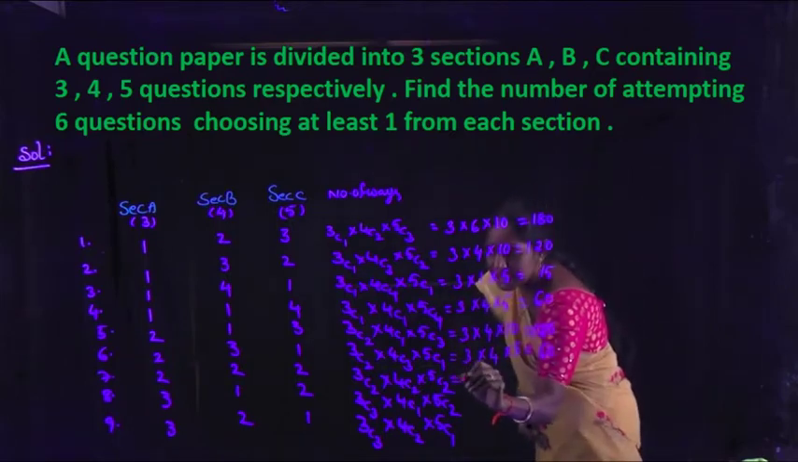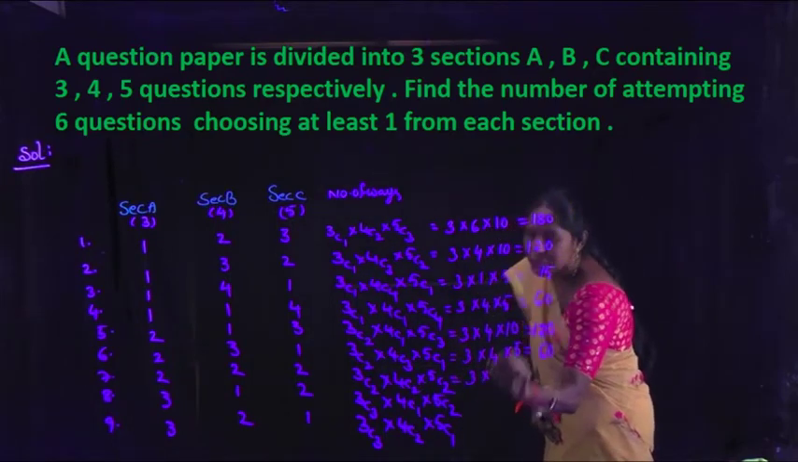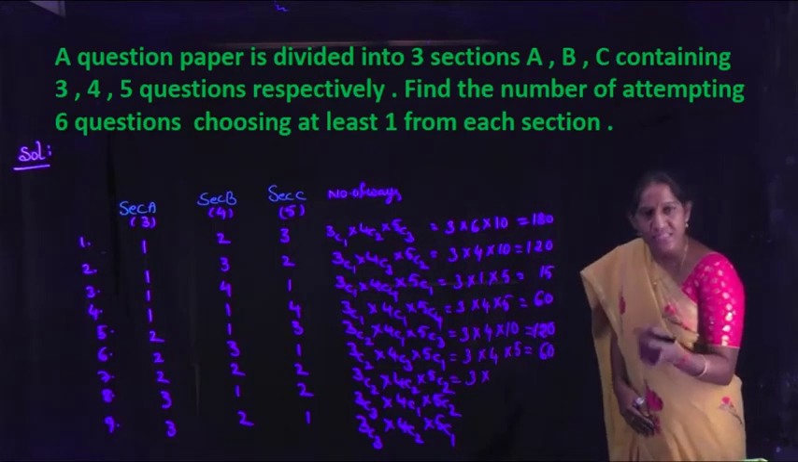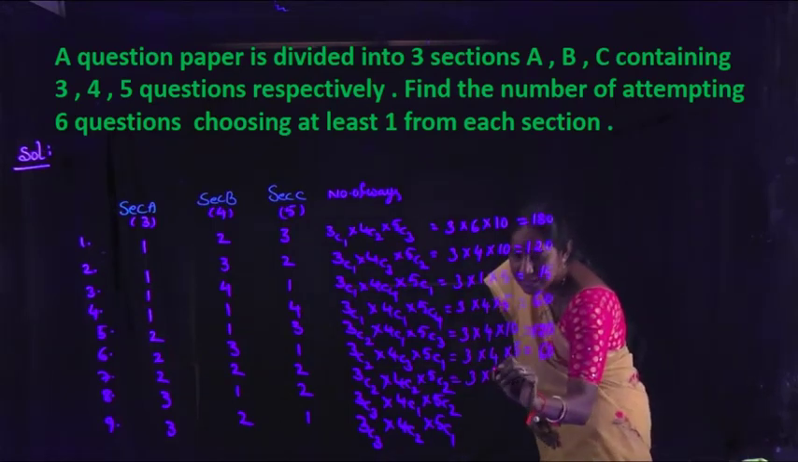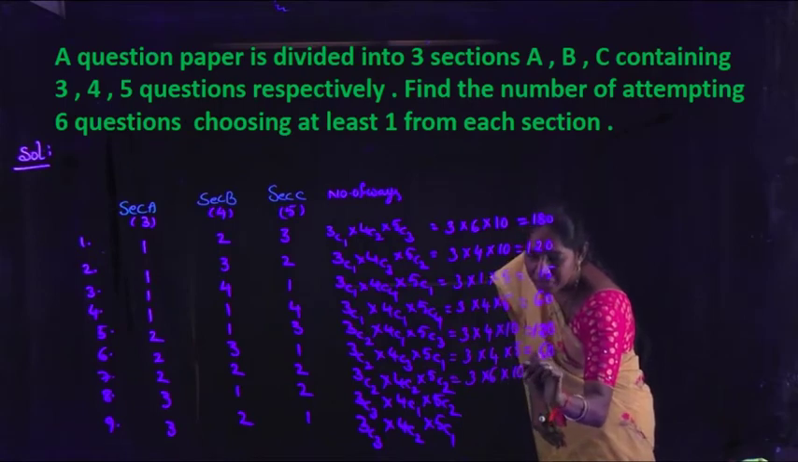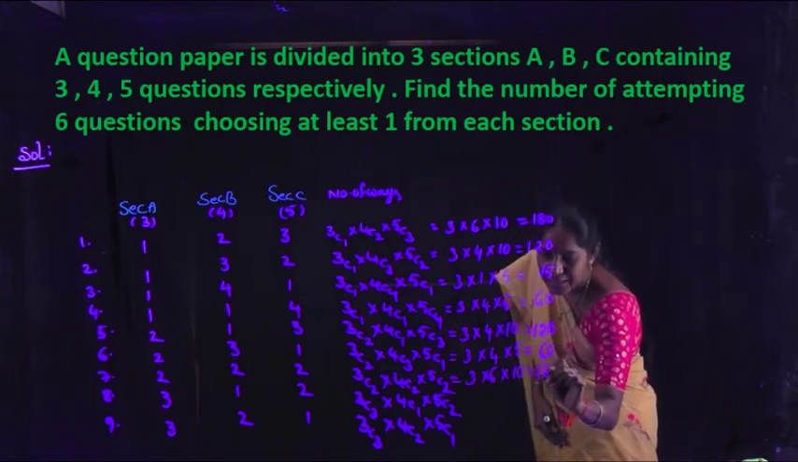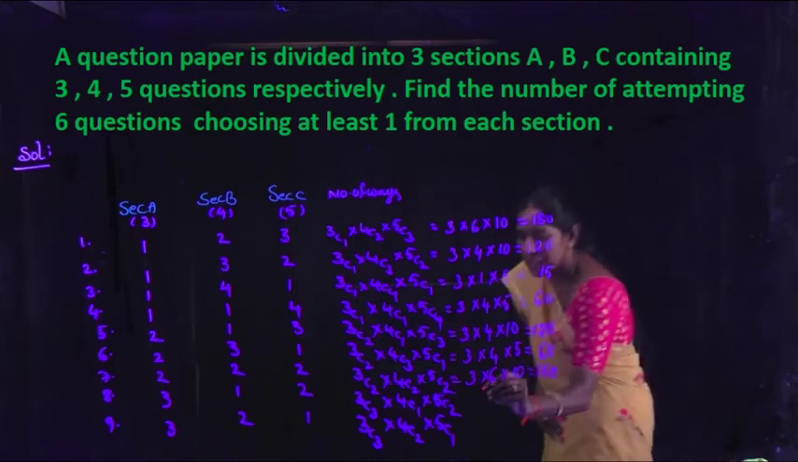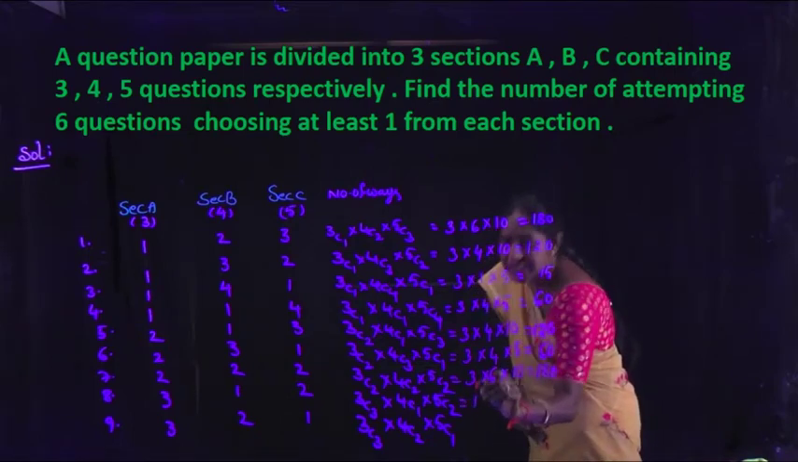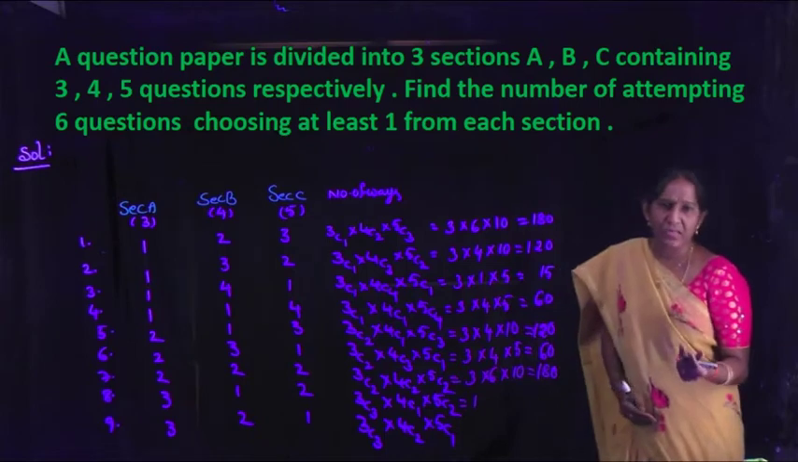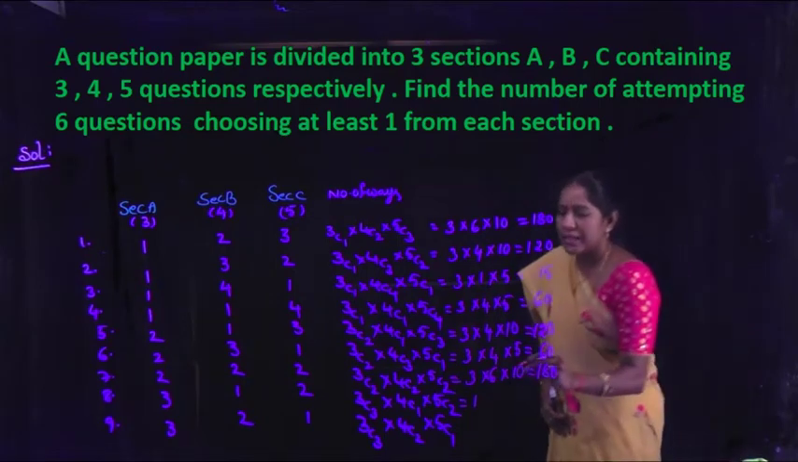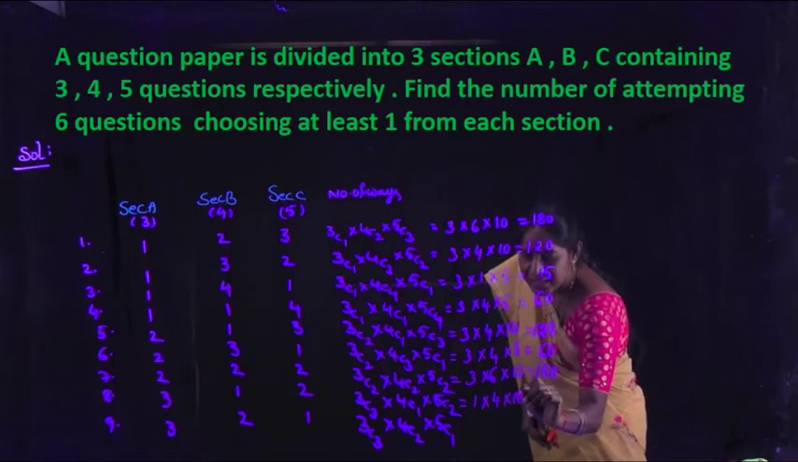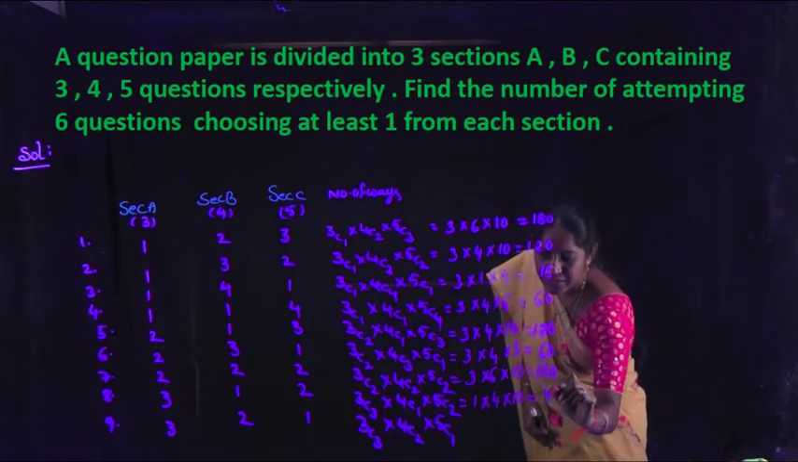And next one is the value of 3C2 is 3, the value of 4C2 that is 6, 4 into 3 by 2, 6, into the value of 5C2 is 10, then it is 3 into 6 into 10, 180. Next one, the value of 3C3, NCN is 1, so 3C3 is also 1, into the value of 4C1 is 4, 5C2 value is 10, so it is 40.